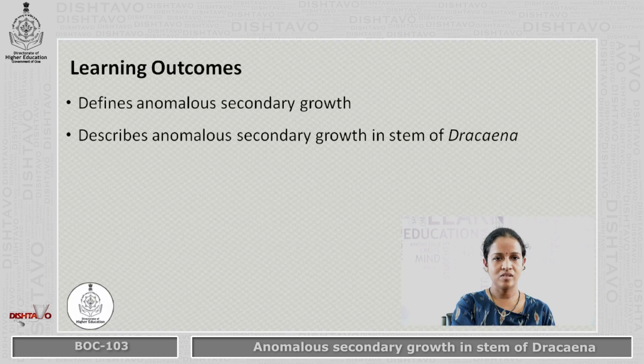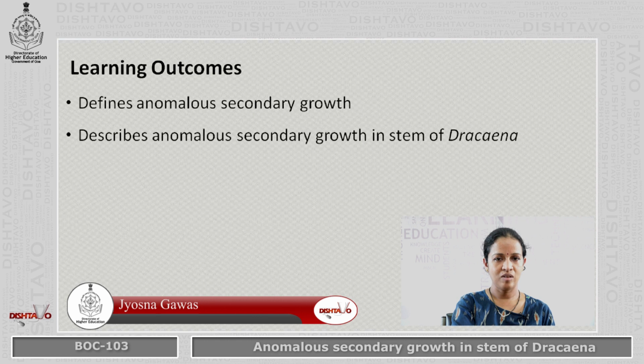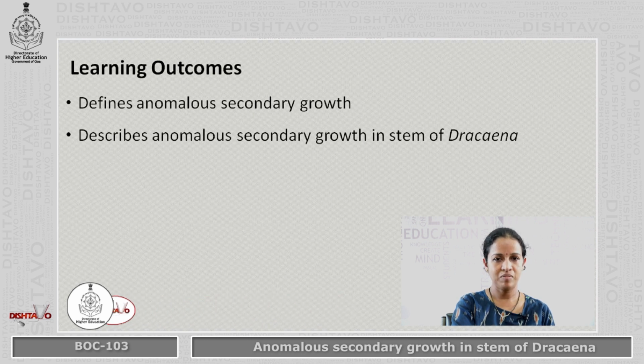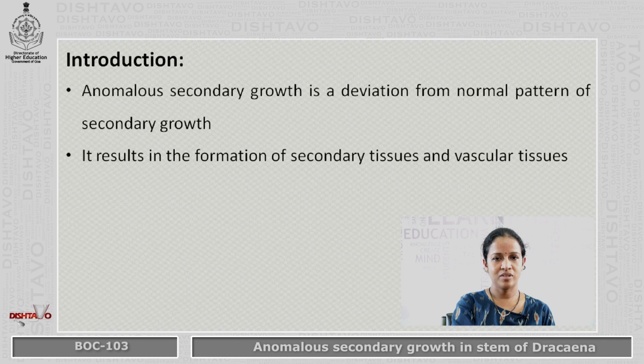At the end of this module, you will be able to define anomalous secondary growth and describe anomalous secondary growth in the Dracaena stem. Anomalous secondary growth is defined as a deviation from the normal pattern of secondary growth. It results in the formation of secondary tissues and secondary vascular tissues.